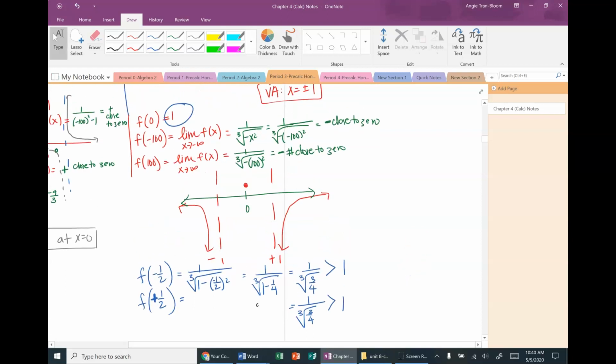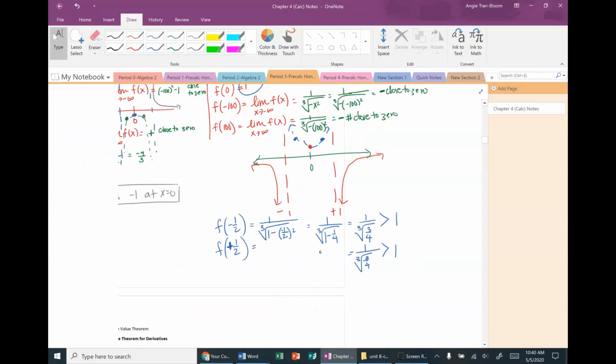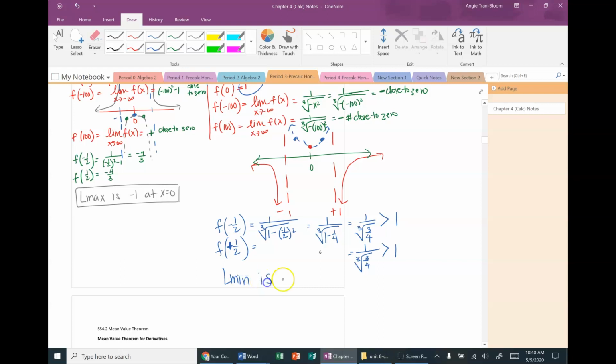So if I know it's above 1, and we don't care how much above, it just has to be higher, then we know it opens upward like that, right? So if it opens upward, we immediately know that it's a local minimum. So the local min is 1 at x equals 0. And that concludes our 4.1.